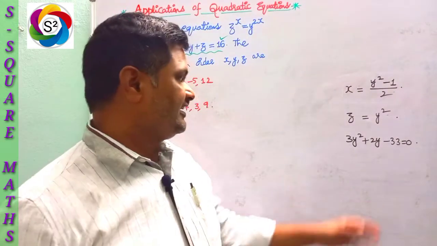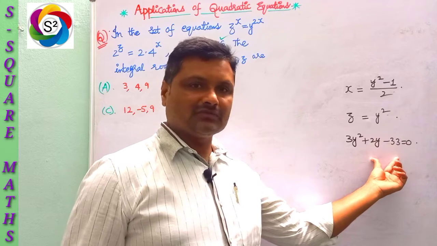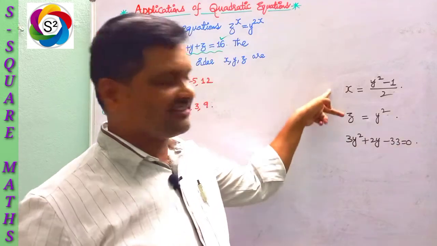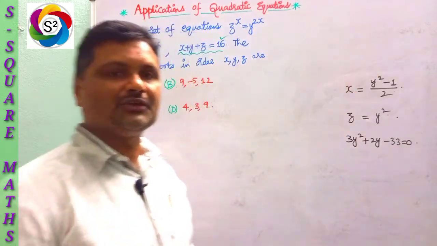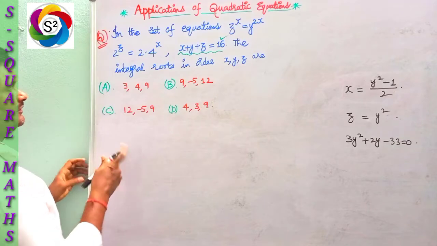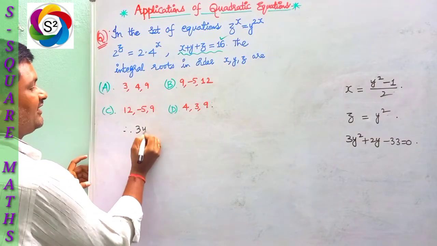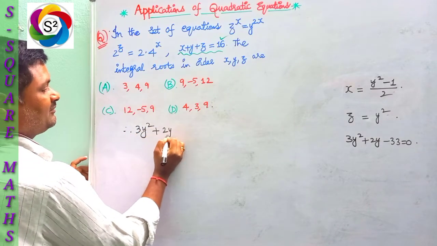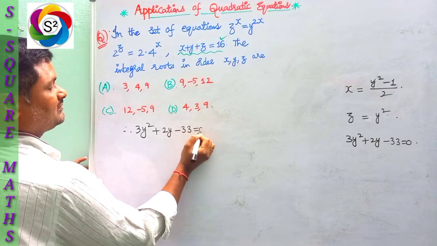So this is a quadratic equation we got here. These two are the equations required later. Let us continue now. Therefore, 3y square plus 2y minus 33 is equal to 0.